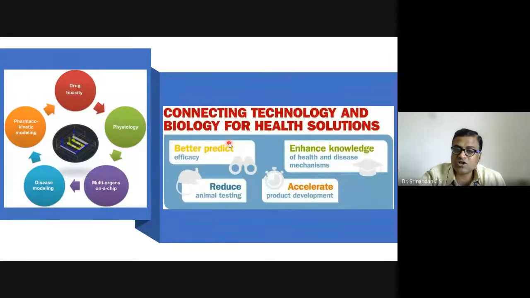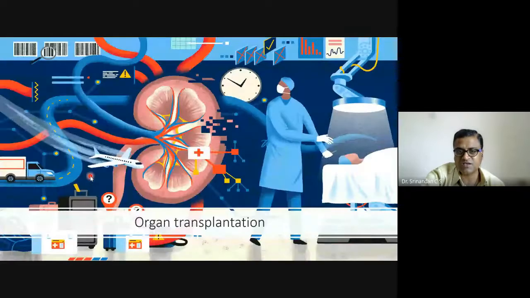And from this, you can reduce animal testing, you can predict more effectively, you can reduce the time and accelerate the drug discovery process. Individually you can do it, and the applications are disease modeling, how a disease might have been caused, or even toxicity. Multiple organs on a chip also can be studied together, to see holistically what is happening.